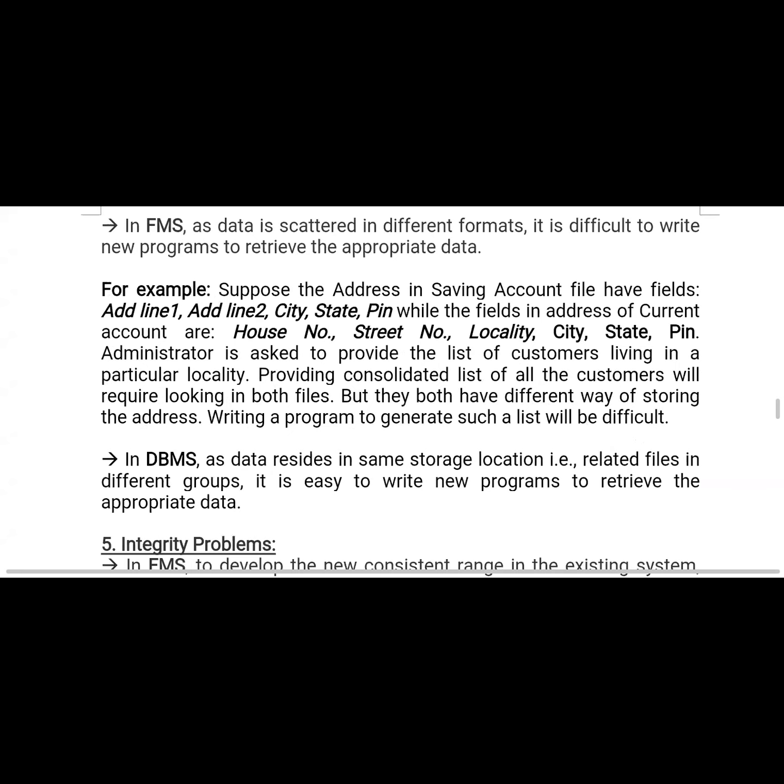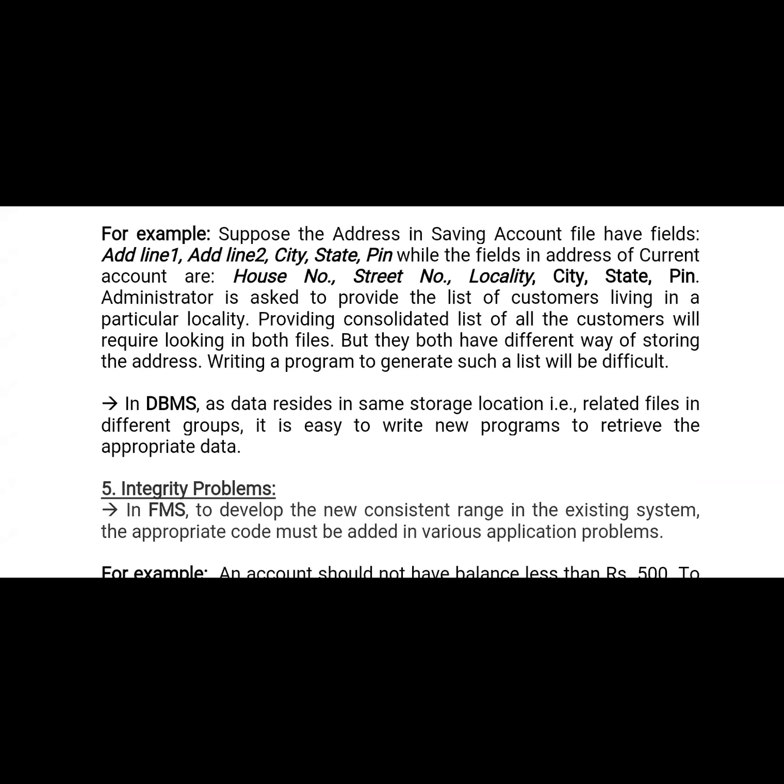Okay, in a DBMS, as data resides in the same storage location, that is, related files in different groups, it is easy to write new programs to retrieve the appropriate data. That means even though the data is of different types, we are storing it in only one location, and here we are able to combine it. The data can be managed in tables. Am I right? So in a database management system, we maintain the data in different tables, and now these tables we can combine into a single table whenever a particular requirement arises.